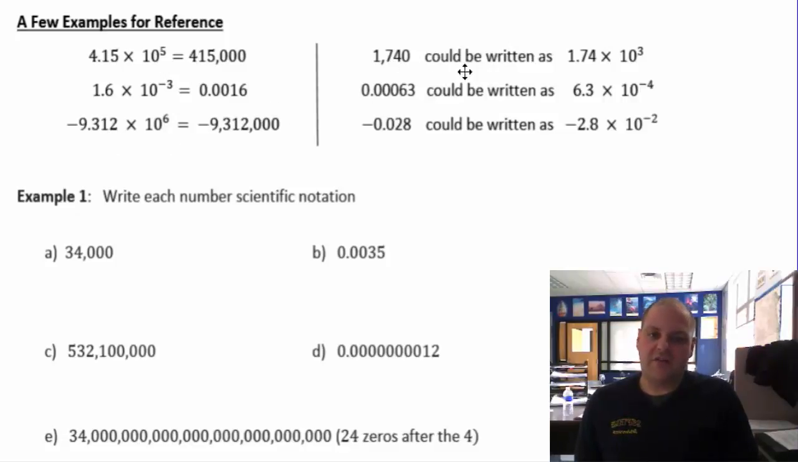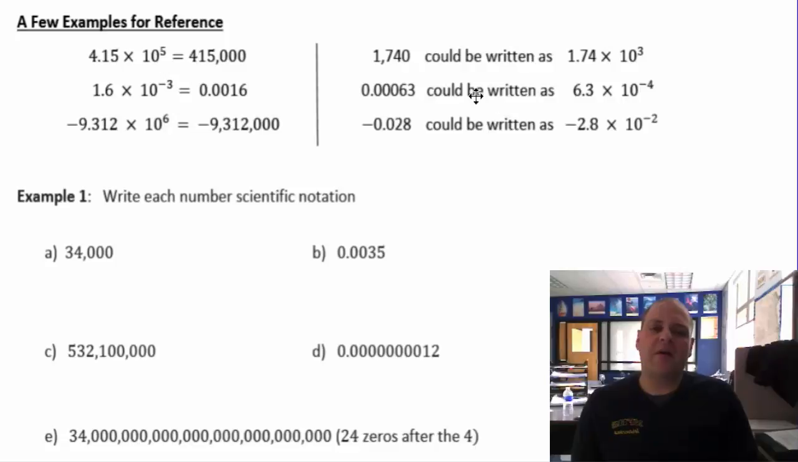And then going backwards, if you're given the large number, 1,740, it's going to have a positive exponent. And when you're given a really small number, like 0.00000, you know that's going to be a negative exponent. Okay, so that's kind of where that's going here.